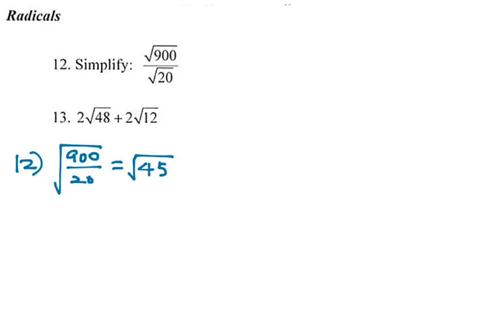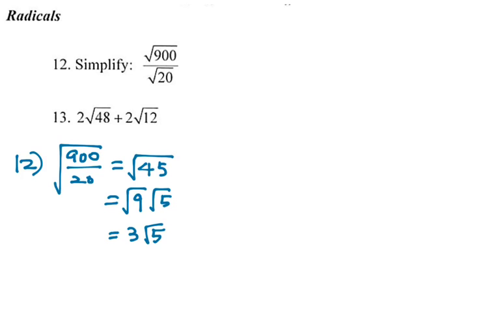root of 45. Now 45 is quite nice because 45 is made by 9, which is a perfect square, times 5. So square root of 9 times square root of 5. So our answer is 3 square root of 5. Not bad. How about number 13?